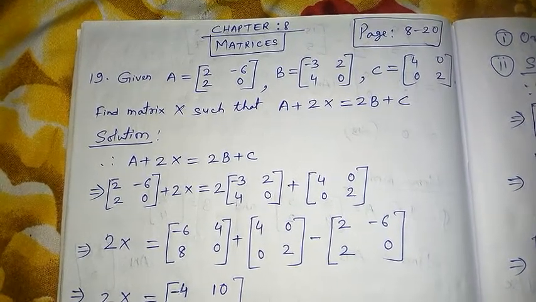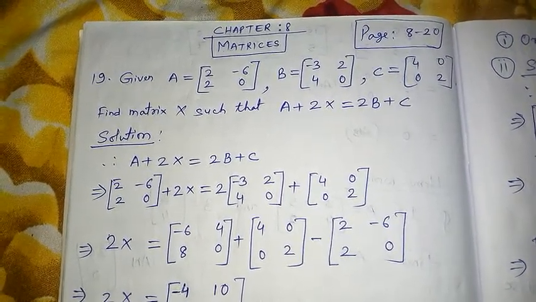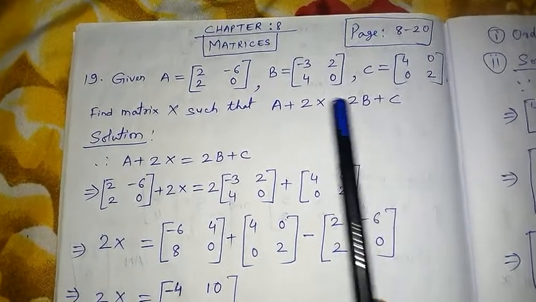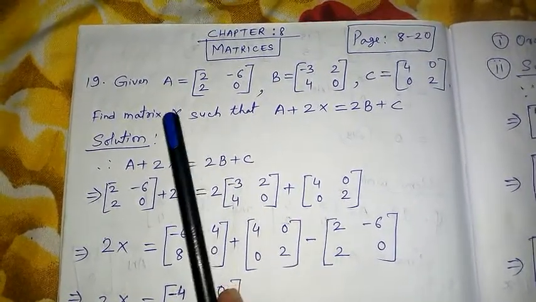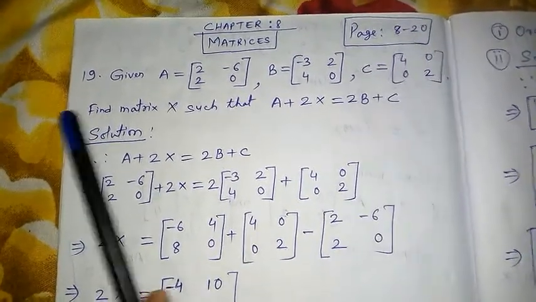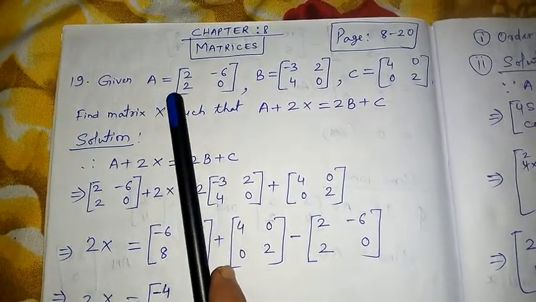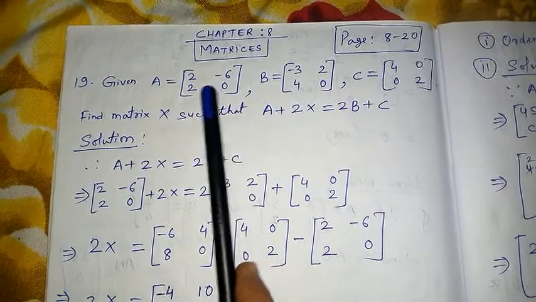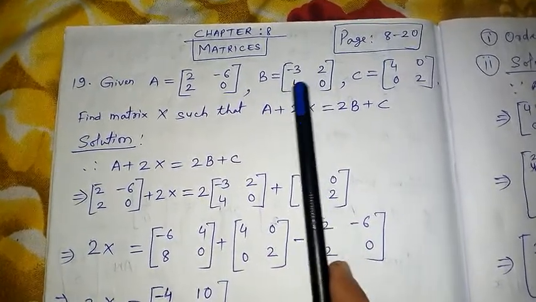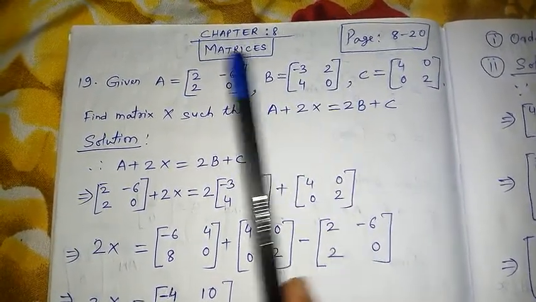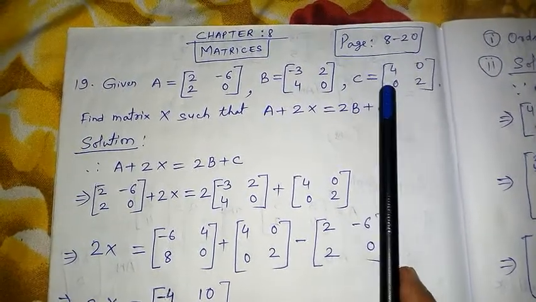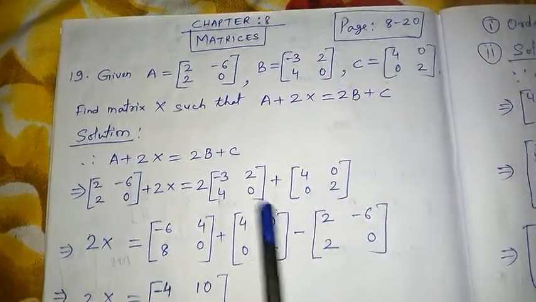Class 10 children, so today we will learn some advanced questions of chapter 8, Matrices, page 820, question number 19. Given the value of A is the matrix [2, -6; 2, 0], B is [-3, 2; 4, 0], and the value of C is the matrix [4, 0; 0, 2].